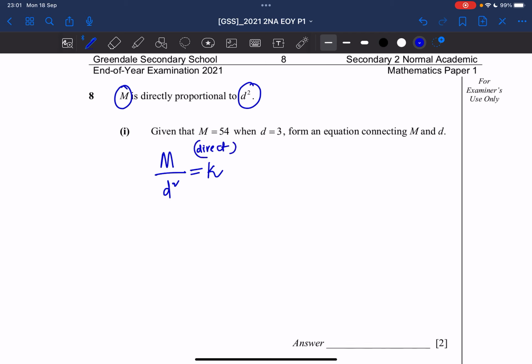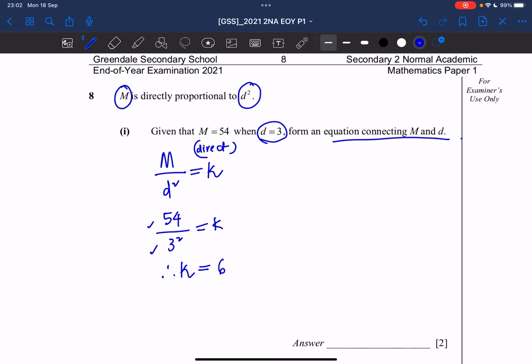They say that m is 54, d is 3. So form an equation. So m, 54, we substitute over d square. d is 3, so 3 square equals k. We can work this out using our calculator. k is therefore equal to 54 divided by 9. So k is 6.